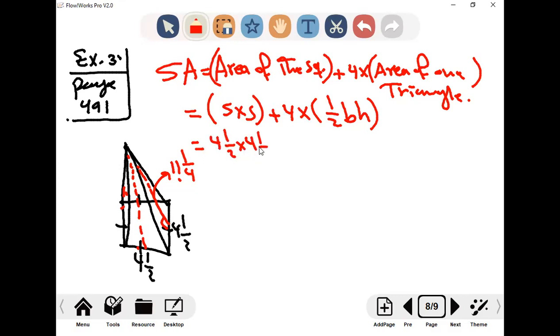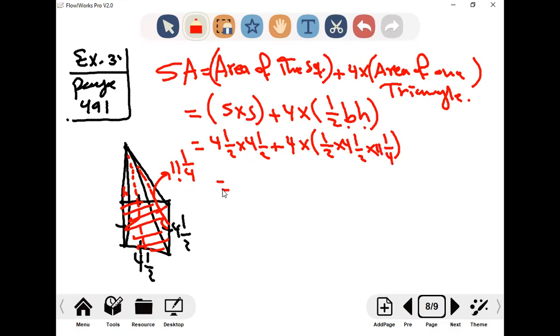multiply 4.5, right? This is the area of the square down, plus 4 multiply half multiply base height, for what? For one triangle. And choose one triangle. What's the base? 4.5. And the height? 11 and 1 over 4.